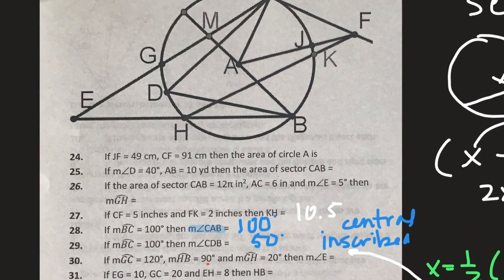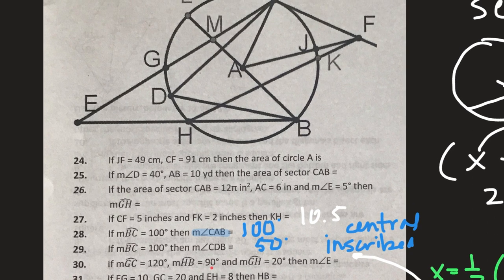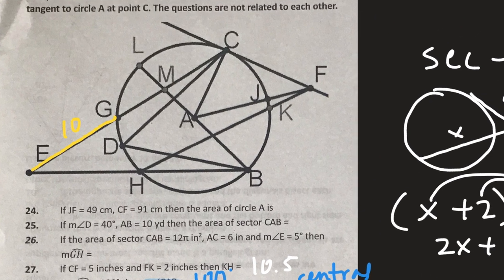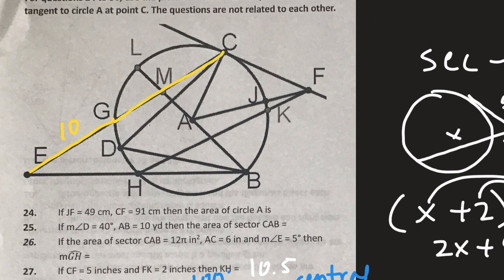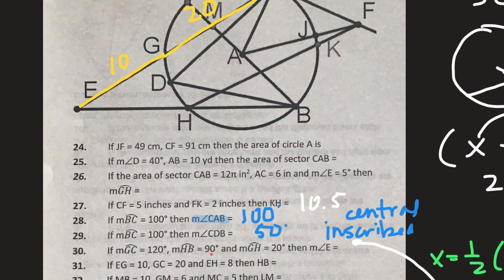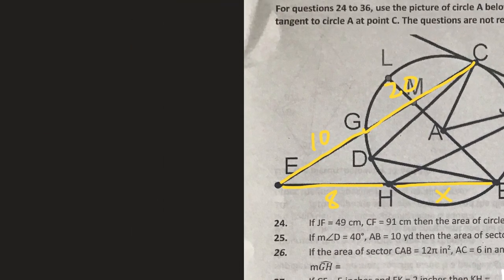Okay, 31, EG. EG is 10. Okay, so that's a segment, right? EG is a segment, 10. GC is 20. So here's another segment. This is making us think that this is going to be a segment problem, not an angle problem. EH is 8. What is HB? So this is going to be a secant segment problem, not an angle problem, sorry.